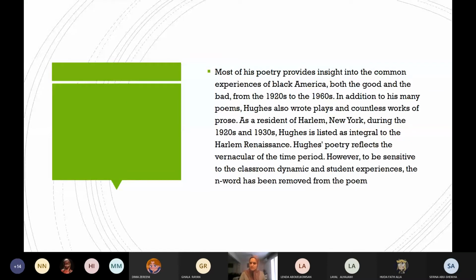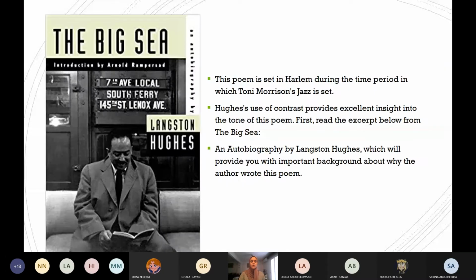Are you with me, grade 11? Yes, Miss. So the big C, Miss, the Negro, does it mean black, or does it mean a slave? No, black, Negro.